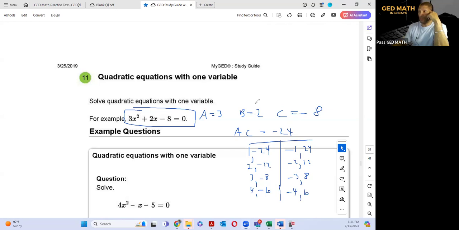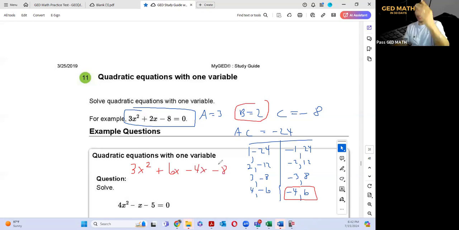Which pair gives you positive 2? Right there. So what you can do is rewrite this expression as 3x squared plus 6x minus 4x minus 8. Mr. Tinsley, why'd you put the 6x first this time? Because 3 is a factor of 6. If I put that minus 4, there's no factor of 3 and minus 4 besides 1. So that's how I knew the minus 4x couldn't go first.